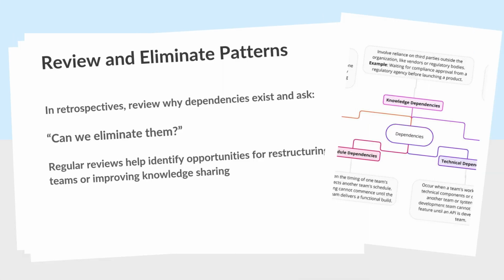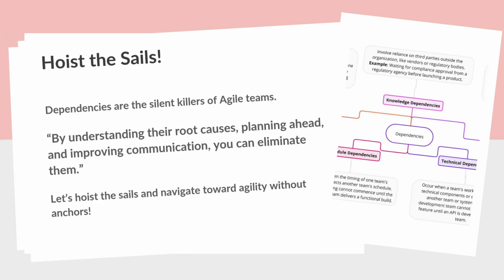Review dependency patterns and strive to eliminate them. In your team retrospectives or departmental reviews, take time to examine and question existing dependencies. Ask yourself questions like, why do we have these dependencies? And is it possible to eliminate them? How can we do so? Identifying and addressing these patterns can lead to significant improvements in how teams operate and collaborate, ultimately reducing reliance on external factors and boosting overall agility.